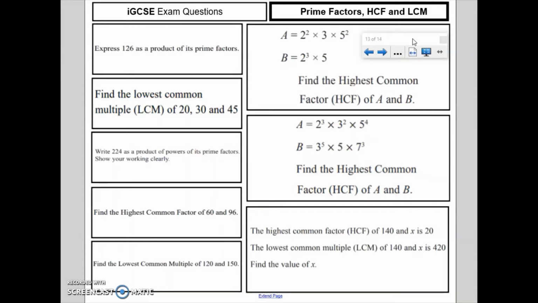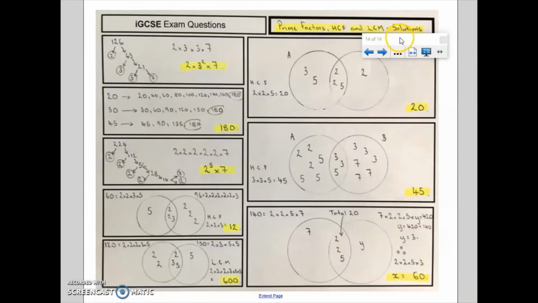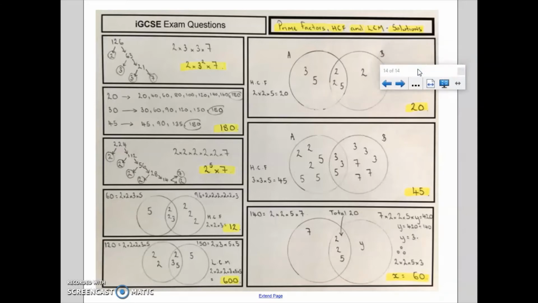Okay, welcome back to the video. I'll just go ahead and show you my solutions. My solutions look something like this. So you can see my use of prime factor trees. You can see my use of Venn diagrams. Basically showing you my full working out, how I've ended up with my highlighted answer. Very well done if you were able to go ahead and answer these questions.